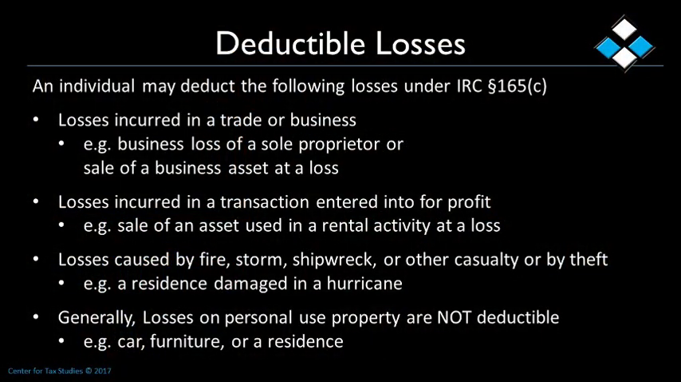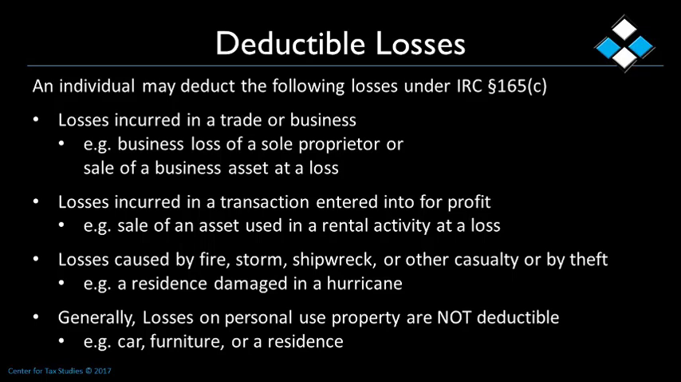Typically, individuals may only take losses as prescribed by Congress, and under Internal Revenue Code section 165(c), an individual may deduct the following types of losses: losses incurred in a trade or business, for example, business losses of a sole proprietor or the sale of a business asset at a loss. You can also deduct losses incurred in a transaction entered into for profit. So, the sale of an asset used in a rental activity that was sold at a loss would fall under this type of loss. And then lastly, you can take losses caused by fire, storm, shipwreck, or other casualty, or by theft. This includes a residence damaged in a hurricane.